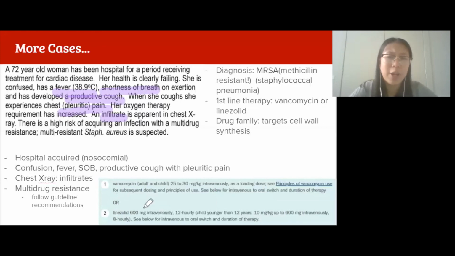You'd hop onto the Australian Medical Handbook, and it'll tell you the drug family. So this one targets cell wall synthesis. But if I were you guys, I'd search up vancomycin and linezolid. Obviously, it's one or the other, but search those up in the Australian Medical Handbook, and it will tell you how it works, what it does, what drug family it belongs to.